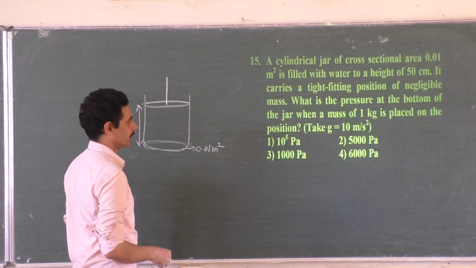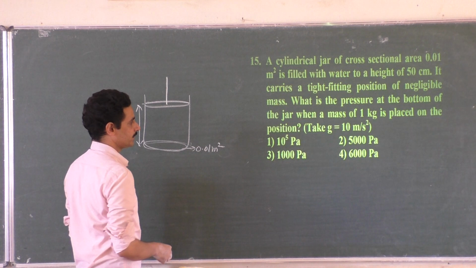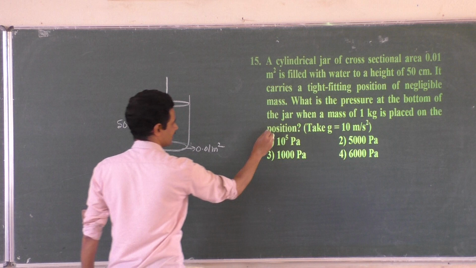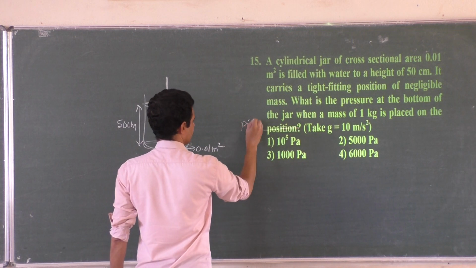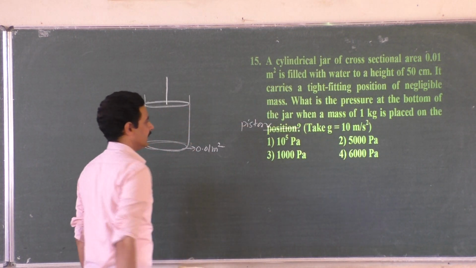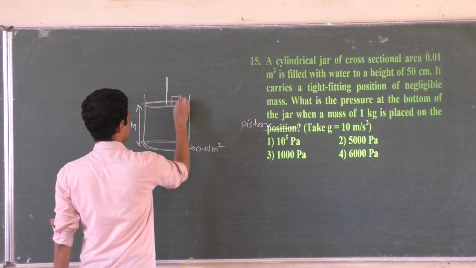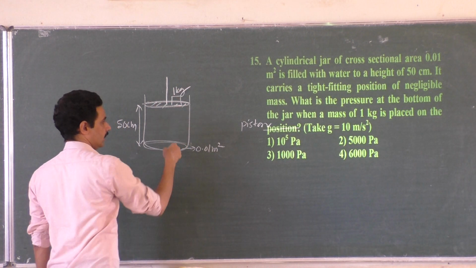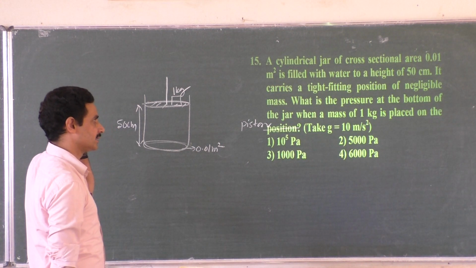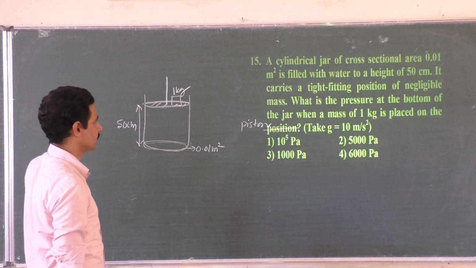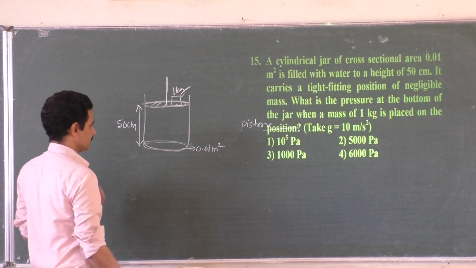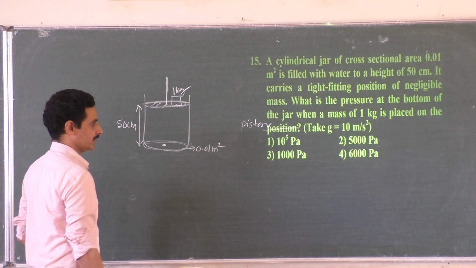What is the pressure at the bottom of the jar when a mass of 1 kg is placed on the piston? So this piston will put an extra pressure on the water. So what is the pressure at the bottom?